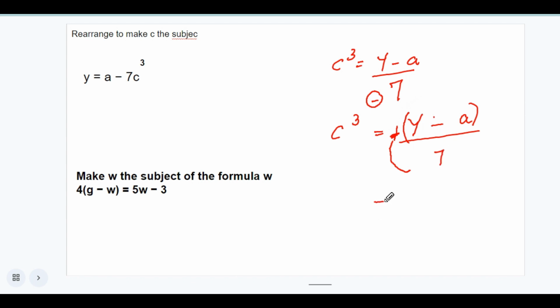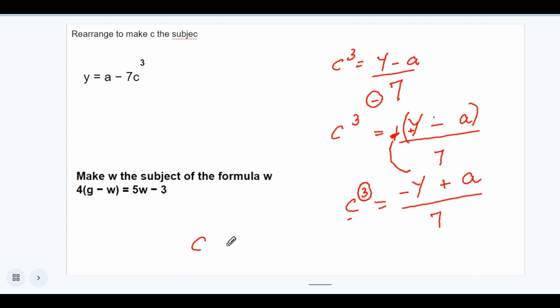Let's do it. Here is now a minus sign outside. What will happen? Y is plus, it will become minus y. This is minus, it will become plus, and a will become plus a. So now we have minus y plus a divided by 7. Now what we need to do, we need to remove this cube from C because we need to make C the subject of this formula.